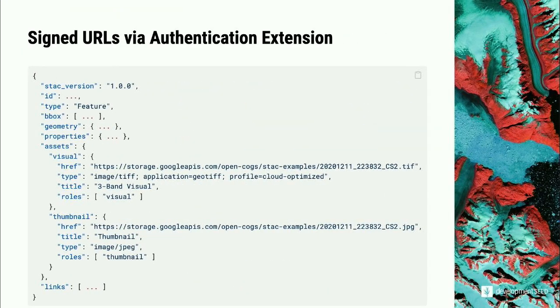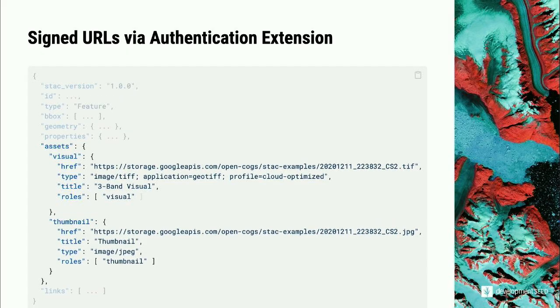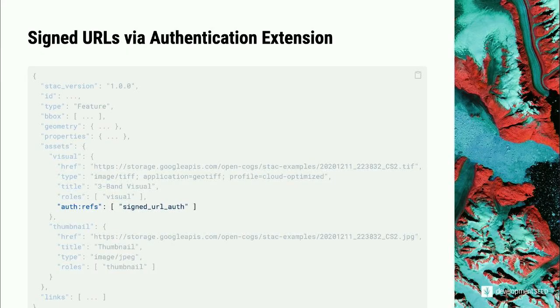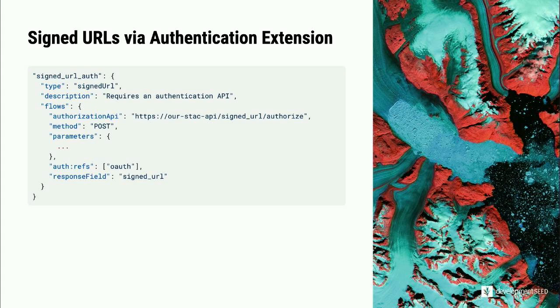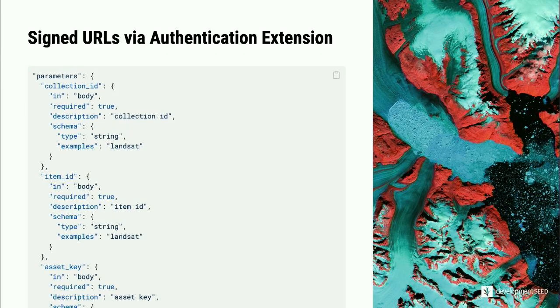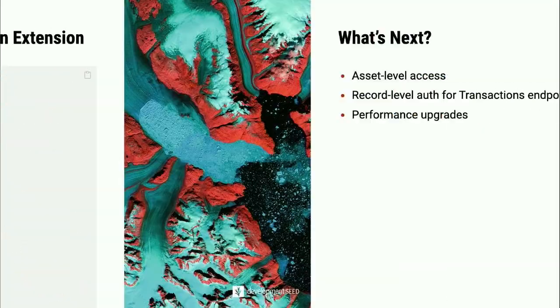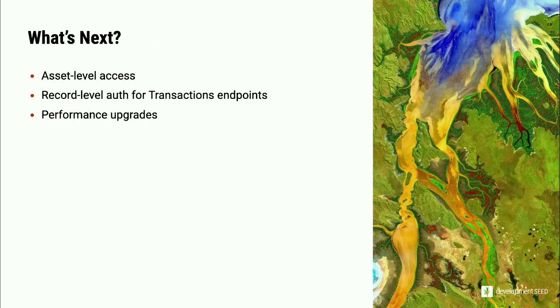We're not really there yet, fully described. But this is how it would theoretically work: the authentication extension supports signing of URLs. So for an asset, we would insert the same kind of signed URL property, and then I'm going to rip through this really fast. In that signed URL auth scheme, we would say, hey, here's the endpoint to go get a signed URL for this asset. Here are the parameters you'd provide, the collection ID, authN ID, asset key, and then get back a signed URL. And you'd have to be authenticated to do that. So we can couple the logic of that. So that's what's next, asset level IDs.